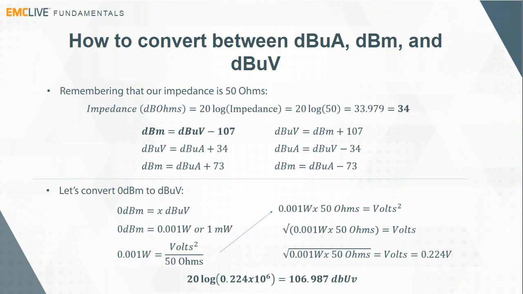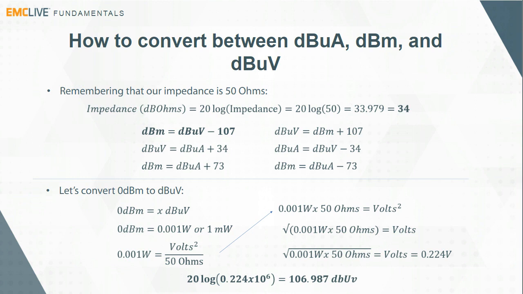So if you have a measurement in dBm and you need to convert it to dB microvolts, you have to add 107 to it. Easiest way for me to remember that is that in our measurements, dB microvolts is always typically much higher than dBm, just in numbers. So if I have 0 dBm, I have 107 dB microvolts. If I have 13 dBm, I have 120 dB microvolts.